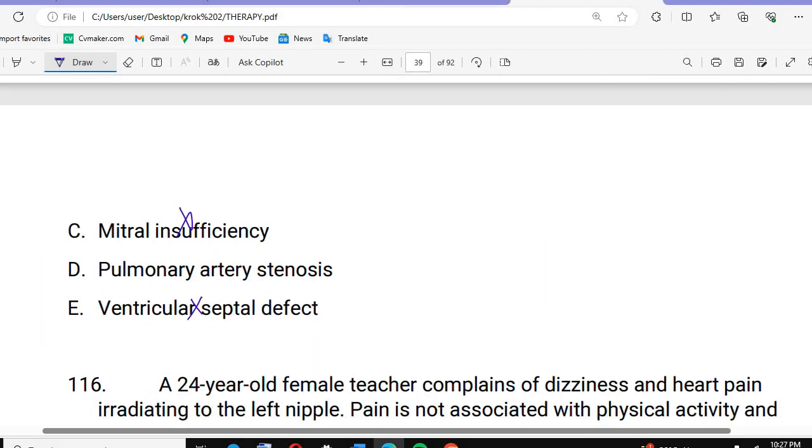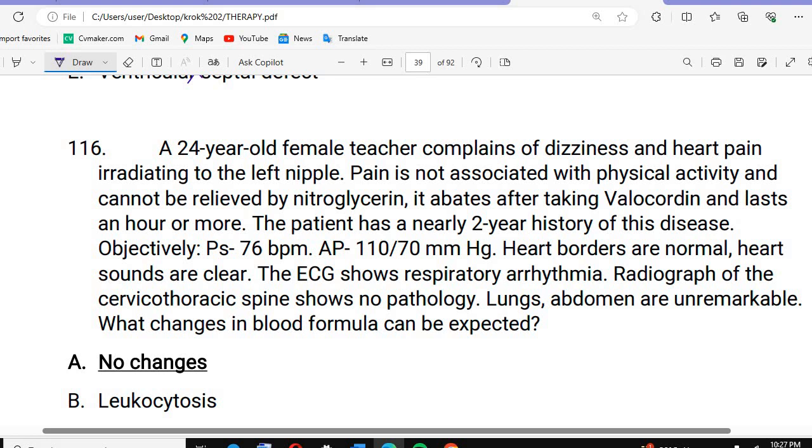No need to write. After that, a 24-year-old female teacher complained of dizziness and heart pain radiating to the left nipple. The pain is not associated with physical activity and cannot be relieved by nitroglycerin. It abates after taking valocordin and lasts for an hour or more. The patient has nearly a 2-year history of the disease. Heart borders are normal, heart sounds clear. The ECG showed respiratory arrhythmia. Radiograph of the cervicothoracic spine shows no pathology. Lungs and abdomen are unremarkable. What changes in the blood formula can be expected?